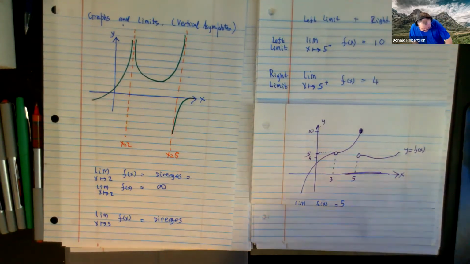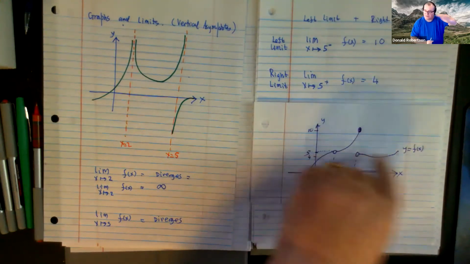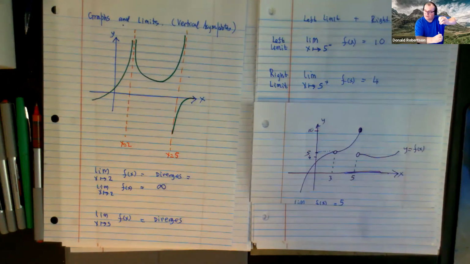Now, do you notice that those are different? One is at 10 and the other is at 4. Does that make sense? Coming in from one side, it's 10. Coming in from the other side, it's at 4. That's the difference between a left and a right limit.